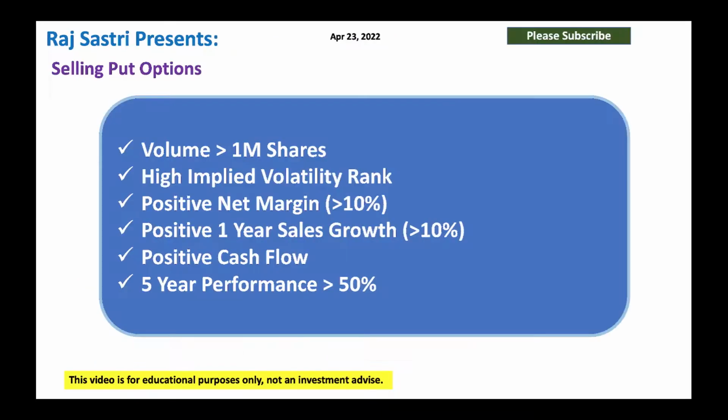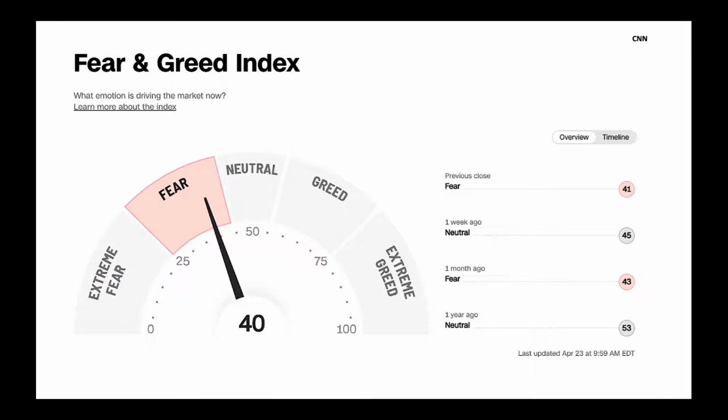All right, so with that, let's jump in here and look at top stocks and ETFs to sell put options. Typically we would love to look at stocks with volume more than 1 million shares traded, high IV rank or implied volatility rank, typically positive net margin more than 10%, positive sales growth, positive cash flow and positive performance. So we look at these criteria typically to sell put options.